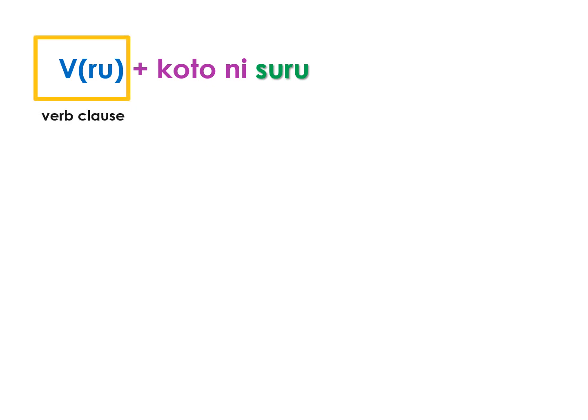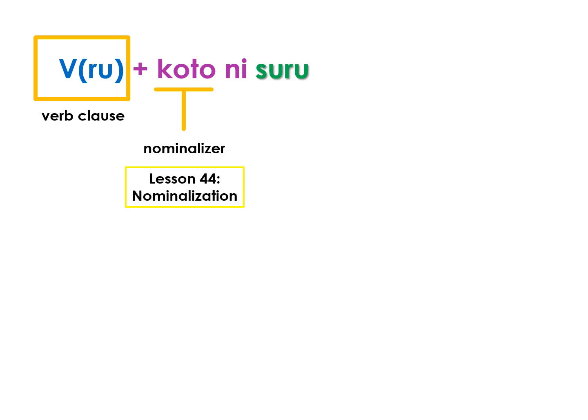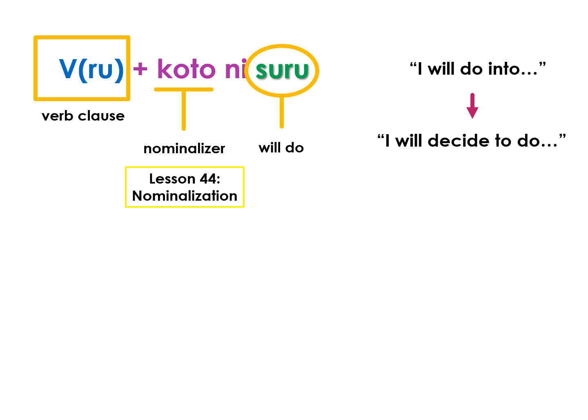Let's look at the formula for these conjugations closely. In ru koto ni suru, the ru part is actually a verb clause telling what it is you decide to do, which is nominalized by koto, converting the whole verb clause before it into a noun clause. You can review nominalization in lesson 44. Then ni suru means that you will do what is expressed in the verb clause. So ru koto ni suru literally means "I will do into," but the normal translation is "I will decide to do."